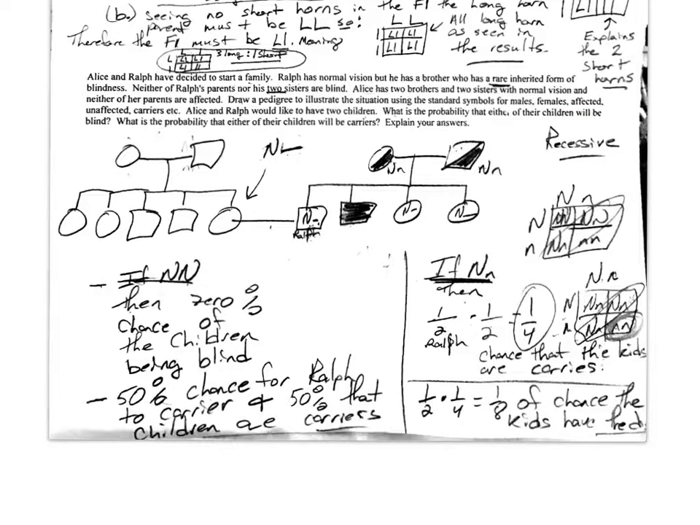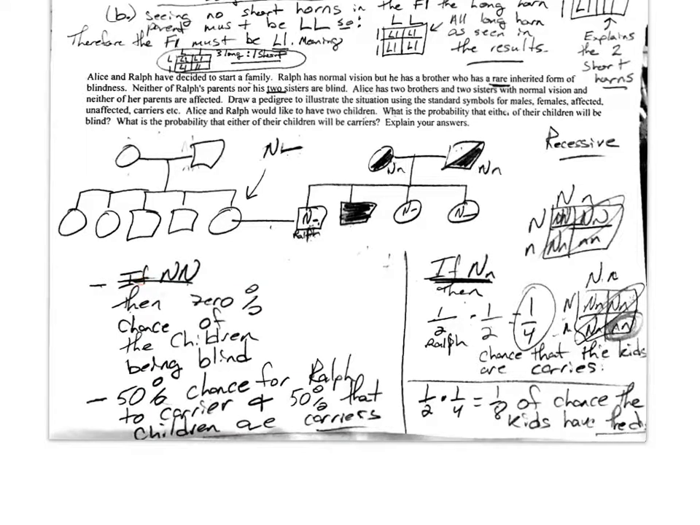So what's the probability for the children between Ralph and Alice? They have two children, which I didn't draw here, so I should have, but we don't know what it is. What's the probability that their children will be blind? What's the probability that either of their children will be carriers? Explain your answer. To answer it correctly, you have to do two different scenarios. One in which Alice is big N, then you have this situation.